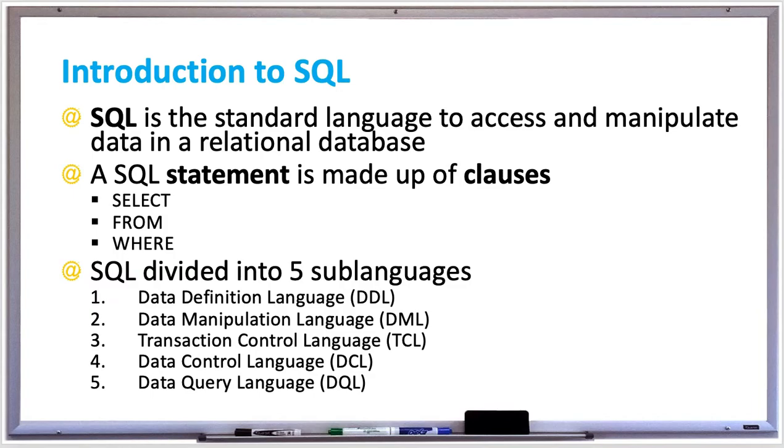Then there's the transaction control language, which includes the commands commit, which saves your database changes, rollback to revert the changes, and savepoint to create a save point to roll back to. Then the data control language includes commands grant to give permission or revoke to stop giving permission. And the data query language includes commands like select, which selects data from tables or views.